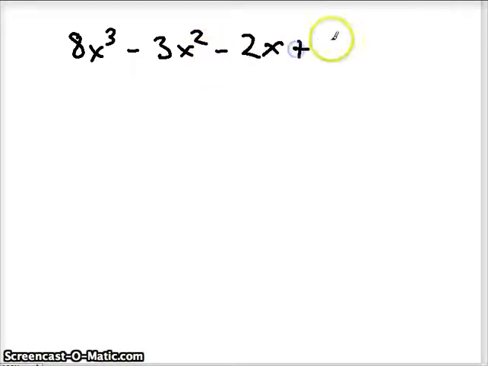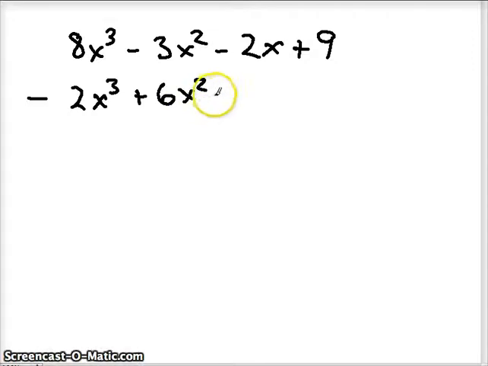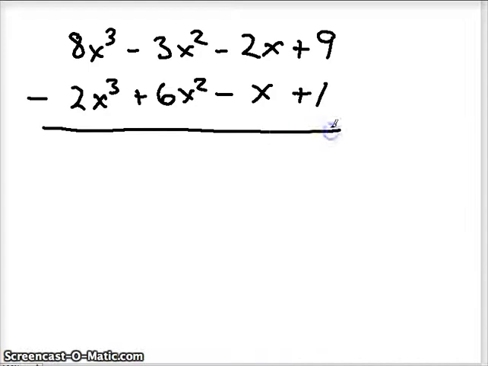So subtracting is not much trickier. Let's get a problem going here. And if I want to subtract 2x cubed plus 6x squared minus x plus 1. Again, we can do it vertically or horizontally. We'll do it vertically for the first time here.